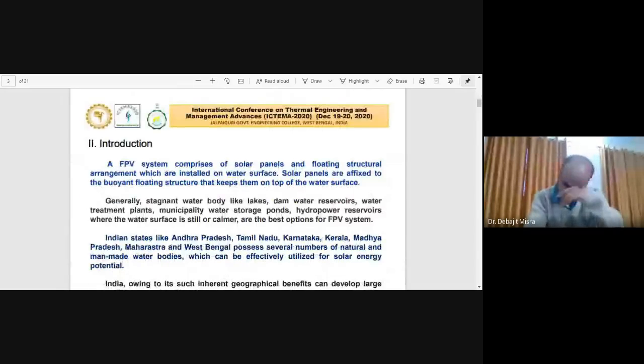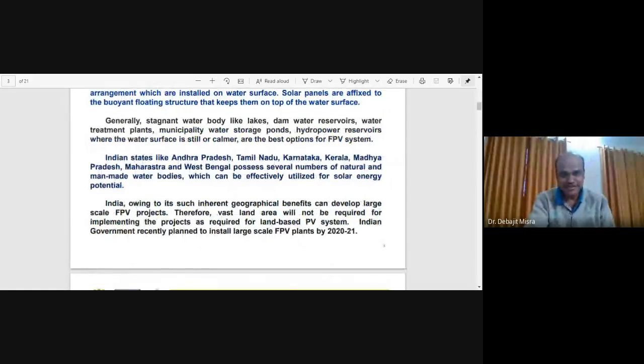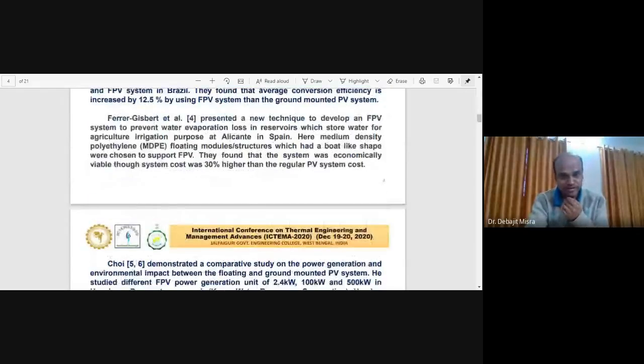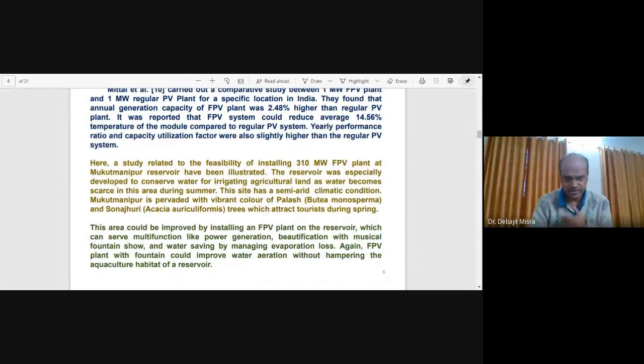So now I am coming to the point, because you are already waiting for me. Why did I choose Mukundapur? Because it is a hot and arid region, and there is a lot of water scarcity. This reservoir was especially developed to conserve water for land, as water becomes scarce in this area during summer.